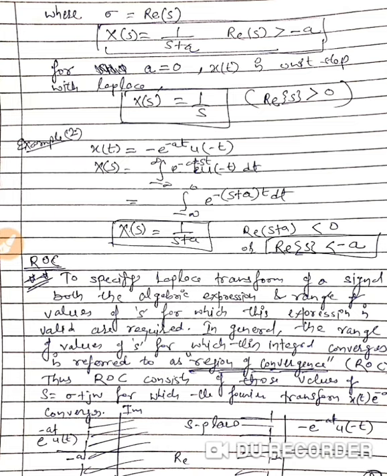For a equal to 0, x(t) is a unit step with Laplace X(s) equal to 1 upon s. That is, if we find the Laplace transform of the unit step signal u(t), we will get 1 upon s, in which real of s will be greater than 0. Now let's see one more example.